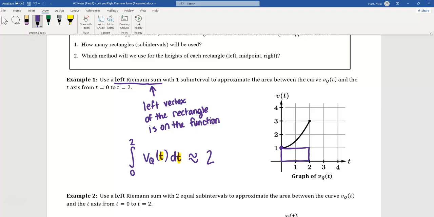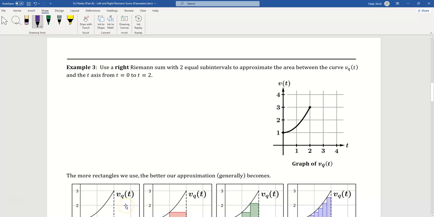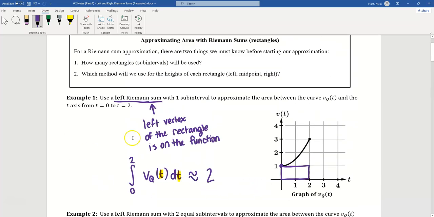Is this a very good guess? No, it's not close, right? But it is a guess. Now, the problem didn't ask us to do this, but if, well, let's see. Does it have me do it later? Oh, it has me. Well, it doesn't have me do it with one rectangle. If I'm doing a right Riemann sum, then the right endpoint is going to be on the graph. So, if it had asked me to do a right endpoint Riemann sum, the right endpoint would be on the graph, and it would look like this, and I'd get 6.